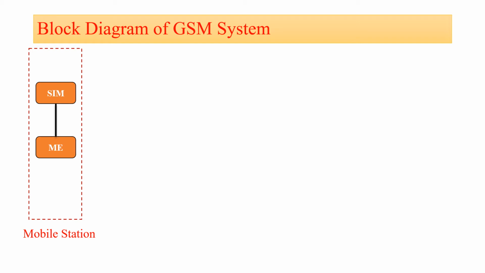Now the mobile station has basically two elements, that is the mobile equipment, ME, which is also referred to as the physical device and comprises the transceiver, digital signal processors and the antenna. The second element of the mobile station is the subscriber identity module, that is the SIM. The SIM card is unique to the GSM system, and the SIM card has a memory of 32 KB.